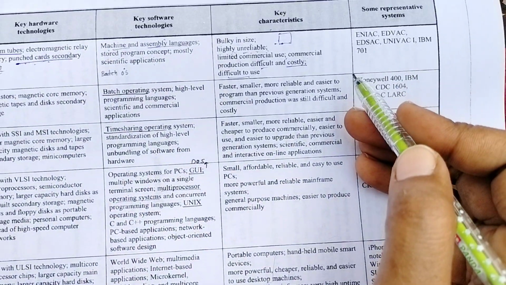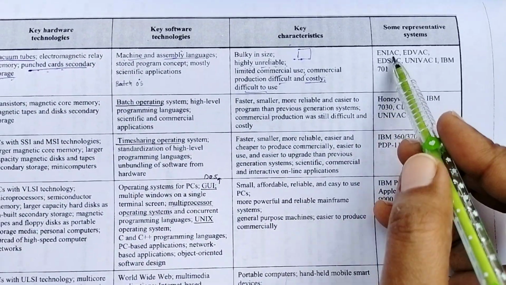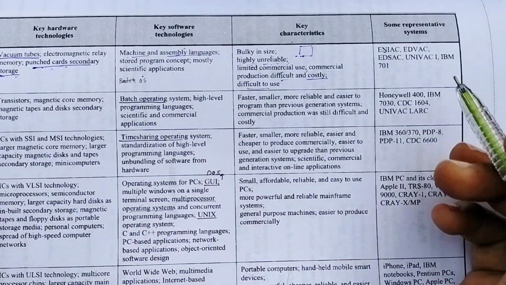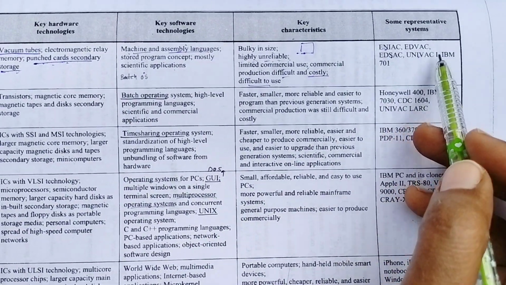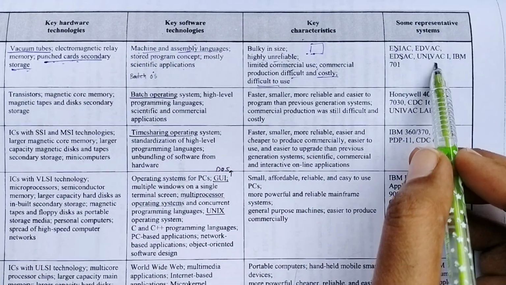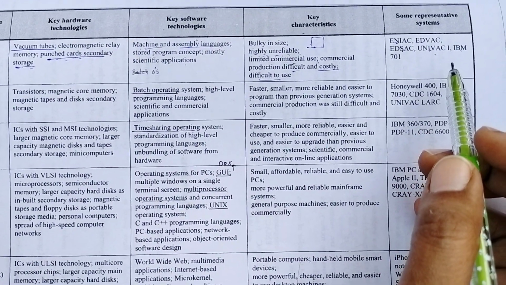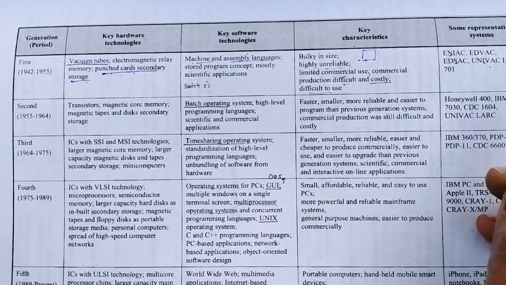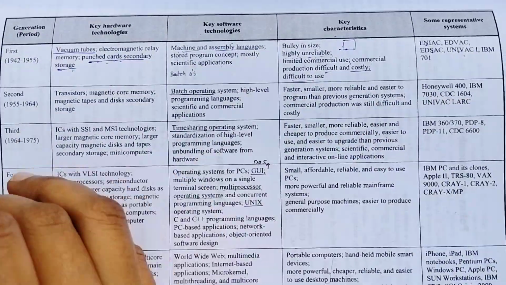Some examples of the first generation are ENIAC, EDVAC, EDSAC, UNIVAC, IBM 701. These are the examples of first generation computers which we used from 1942 to 1955.